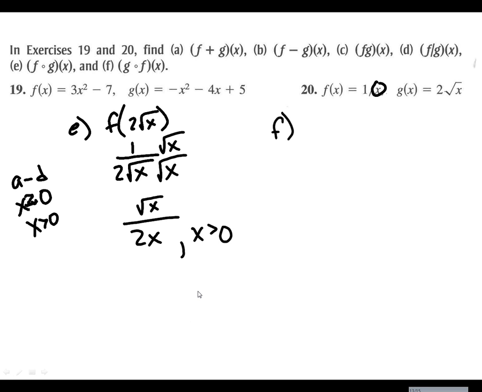Part F, we're going to do g of 1 over x. And so on this one, we will actually end up with exactly the same. No, we won't. Sorry, 2 square root of 1 over x. Got confused there for a second. So we need to, is there anything we can do? No, there is not. And so I would leave it just like this.